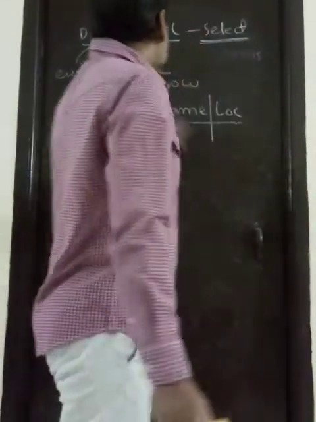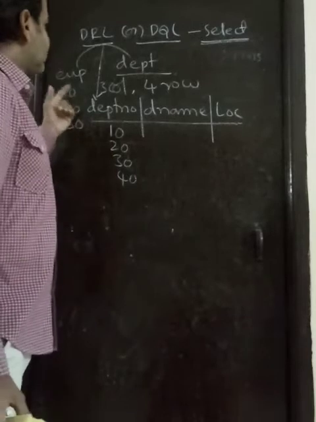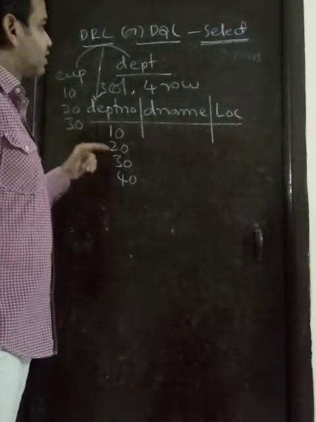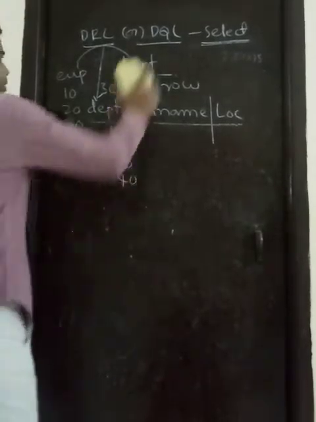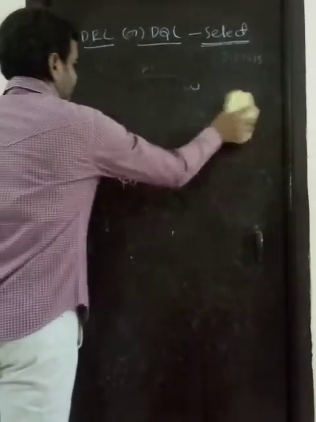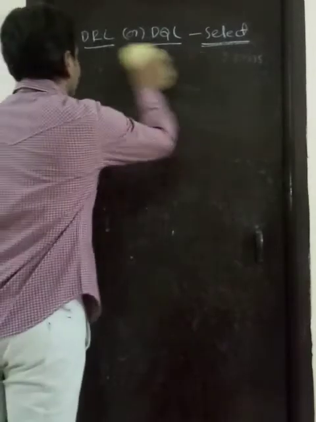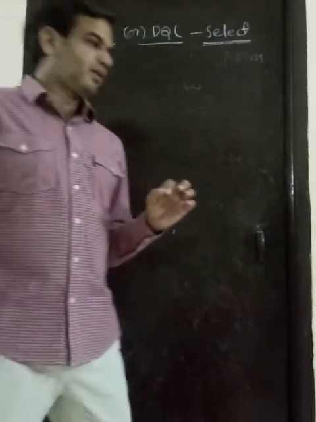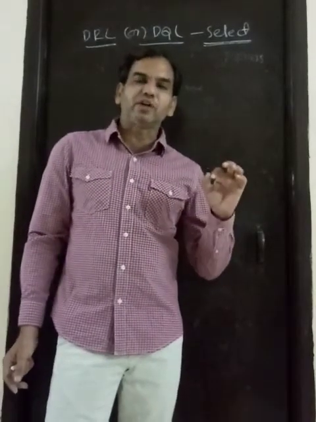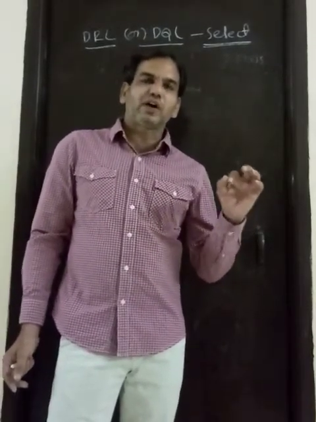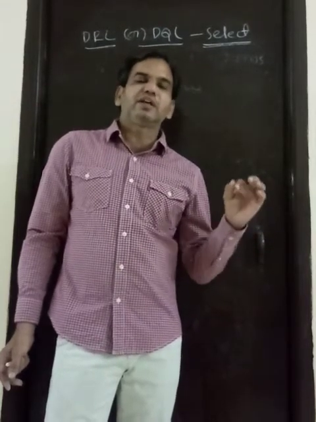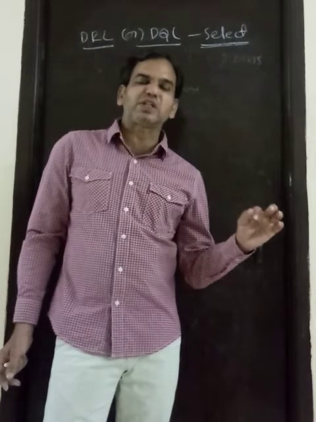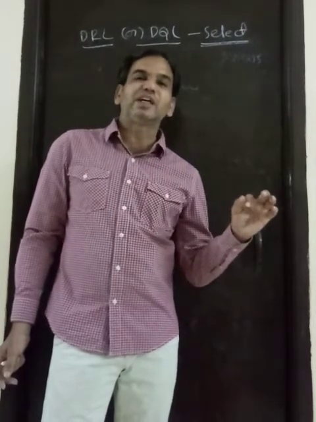So we are discussing DRL. DRL means data retrieval language. It is also called DQL, data query language. The command name is select. Now we will see the select command. Using the select command we can access one row or multiple rows, one column or multiple columns, based on a given condition. In the select command, to specify a condition, we use the where clause.